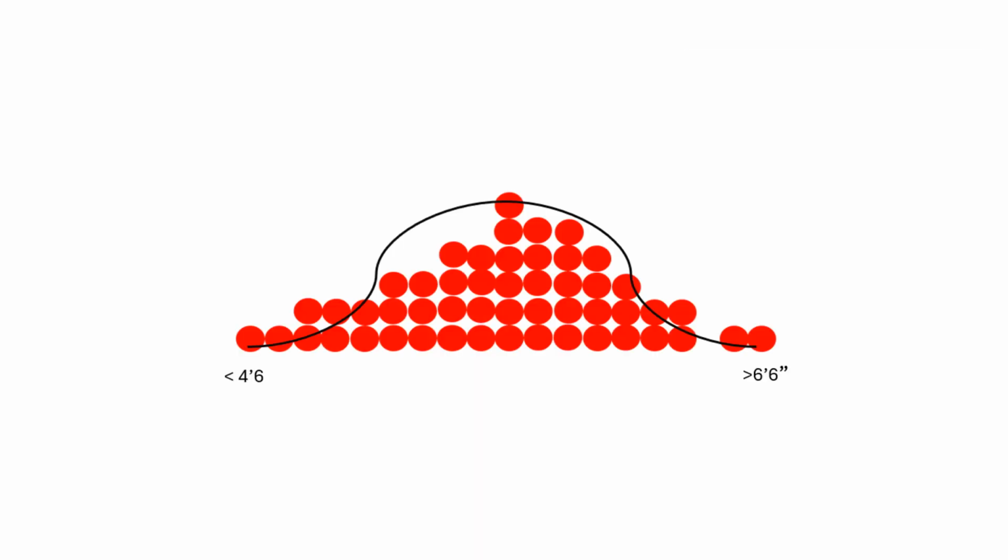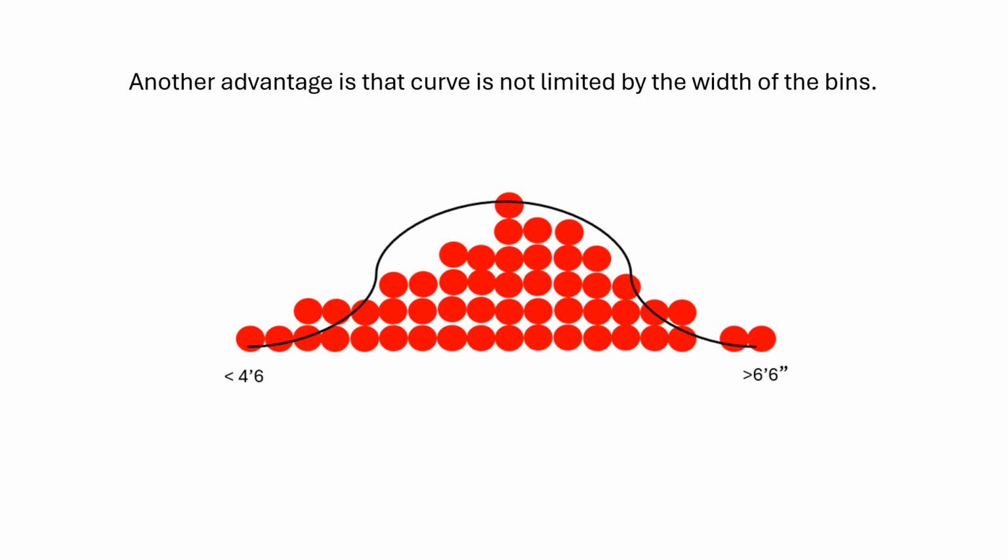Now, one more thing. I said that we have been reducing the width of those bins. Earlier it was 6 inches, then it became 3 inches and so on. But in case I have to calculate the probability of any person having a height within a very small interval, an interval with a difference of very few decimal places, in such a case this curve makes sure that we are not limited by the width of the bins.